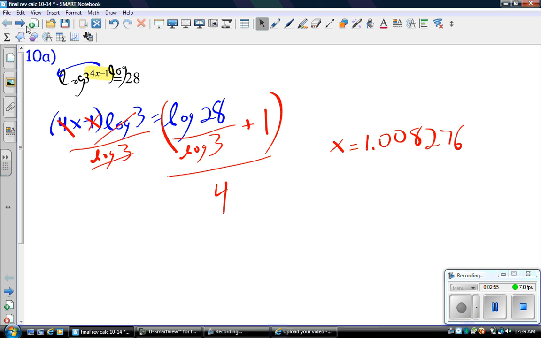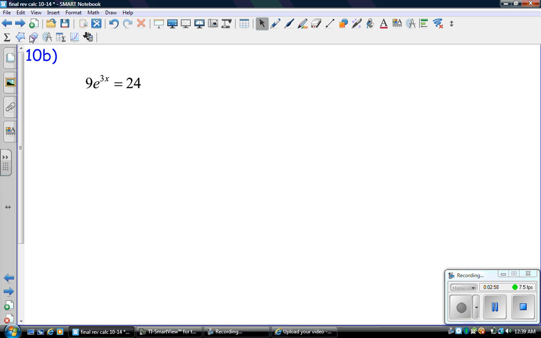Okay, so for 10b, you can't just log both sides because you have that 9 there. So I have to first divide by 9 so that it goes away. So I have e raised to the 3x equals, let's see, I could reduce this if I wanted to, or you could get a decimal, doesn't matter. 3 goes in both of those, so 8/3.